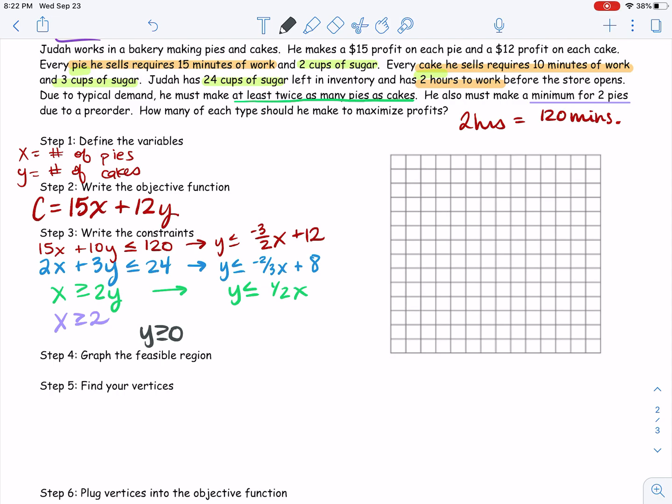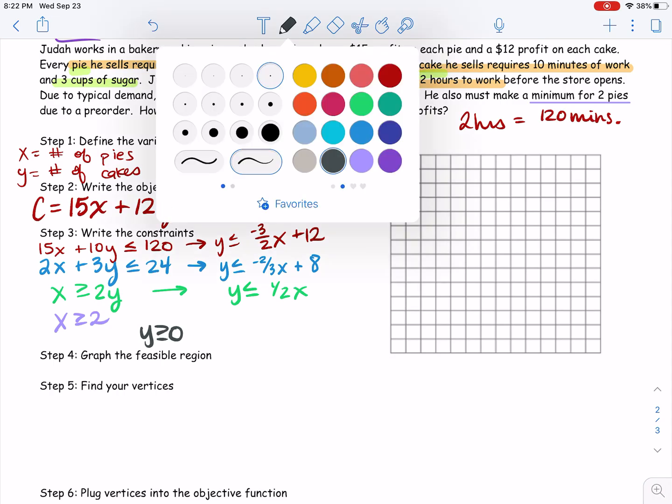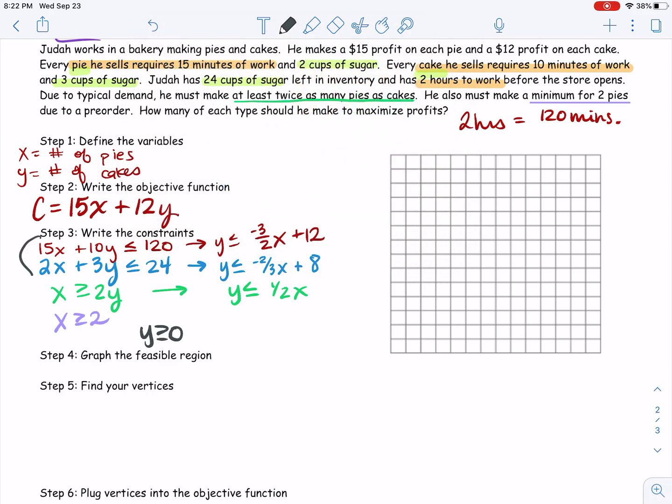So technically 4 constraints, but adding in that 5th one as well. Oops, sorry. Here we go. So now we know we need to graph.